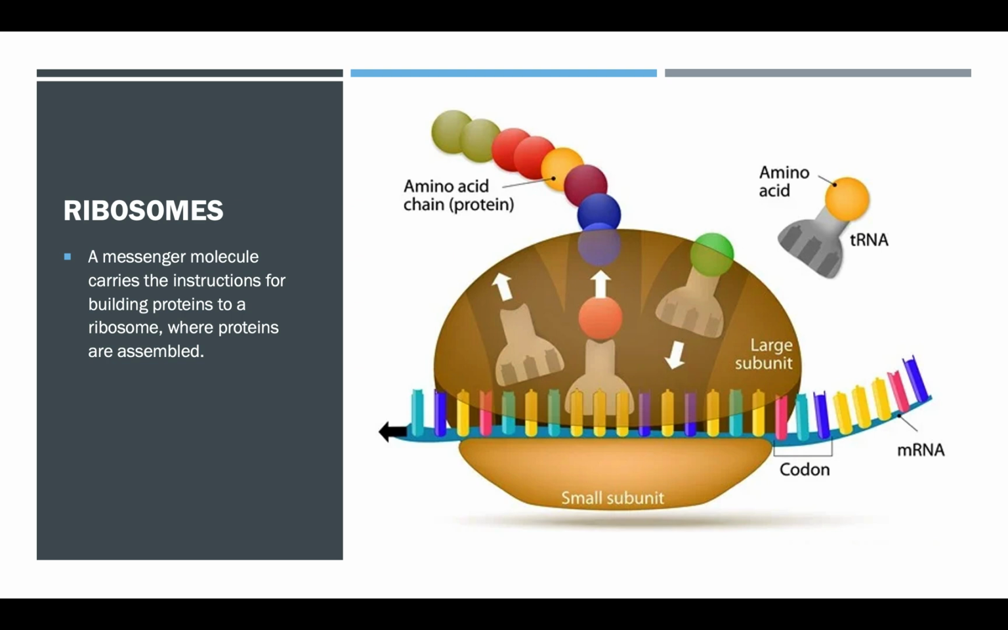Ribosomes are actually the part of the cell where proteins are assembled, so they're extremely important. We've talked about in previous slideshows and slides that proteins need to be assembled correctly and folded correctly in order to work within our bodies. So how ribosomes work is that a messenger molecule will actually carry the instructions for building proteins to a ribosome, and within that ribosome, proteins are assembled.